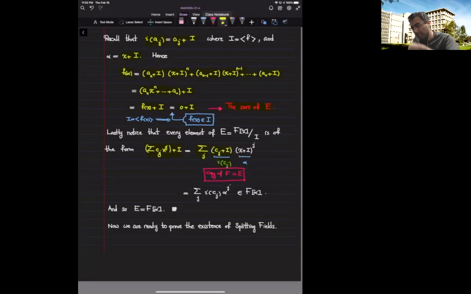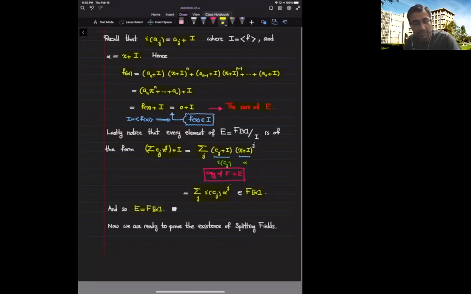So we are taking a polynomial with coefficients inside F, but here we have to view F as a subfield of E, and then I'm evaluating it at alpha because x plus I is precisely alpha. This is how we defined alpha. So altogether, every element of E is of this form: some polynomial with coefficients inside F evaluated at alpha. And that's exactly F bracket alpha. So I'm deducing that E is nothing but F bracket alpha.